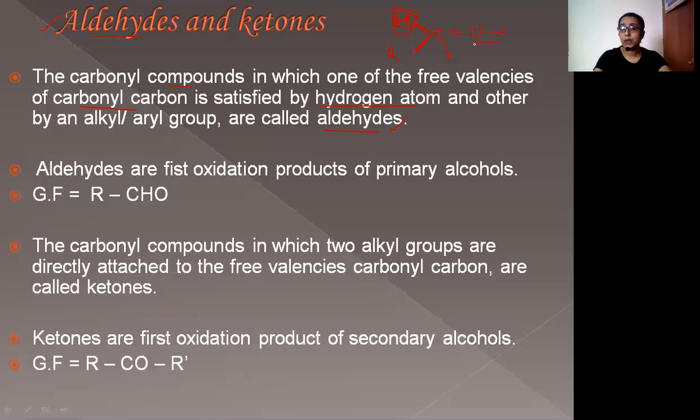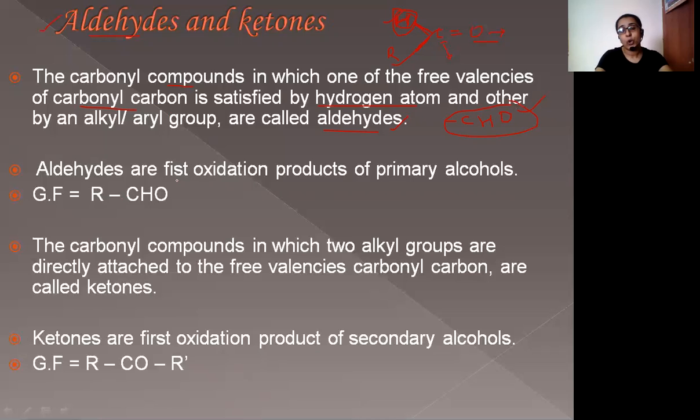Okay, एक वैलेंसी तो हाइड्रोजन ने सेटिस्फाई करनी चाहिए और दूसरी वैलेंसी it can be satisfied by alkyl group, by aryl group. Okay, that depends, but one should be by hydrogen. That is important. Okay, that's why we say aldehyde group is nothing but it is CHO group. हमें ऐसा बोलते हैं ना, CHO group. This is your aldehyde group, right?